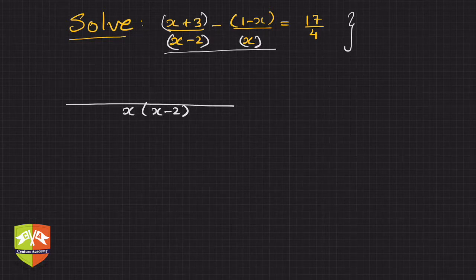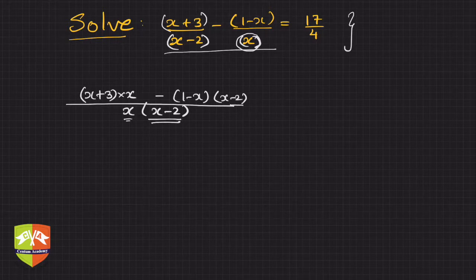What is the leftover process? x + 3 will definitely be there. But since there is an extra x here, you have to multiply it with x over there as well. In the second case, 1 − x will definitely be there, with the minus sign. It has denominator x, but there is an extra x − 2 here, so you multiply with x − 2 to balance it. This is how it is done. And now it is simply 17 upon 4.